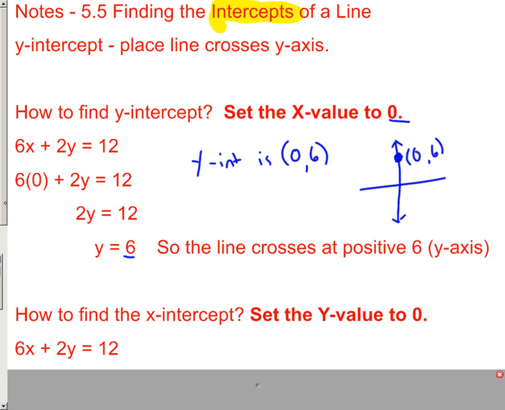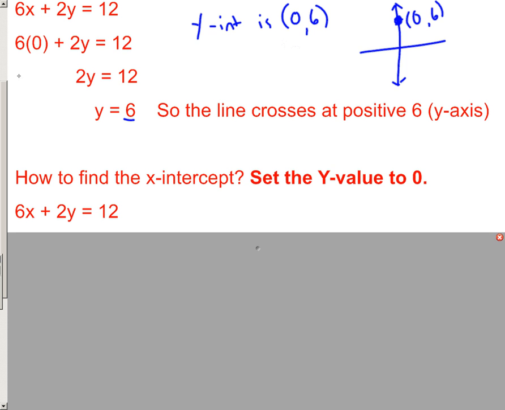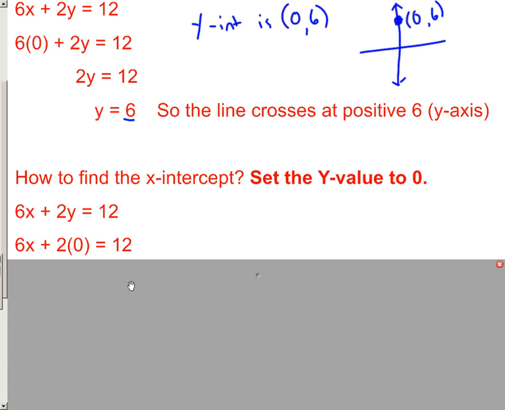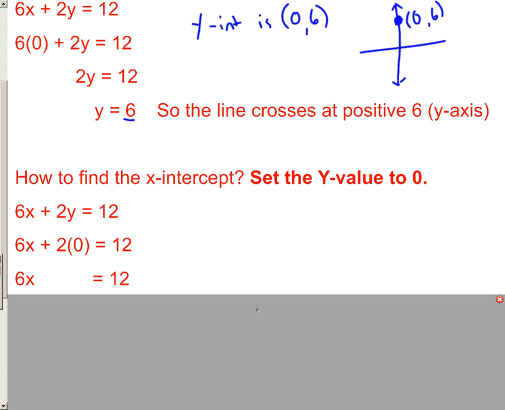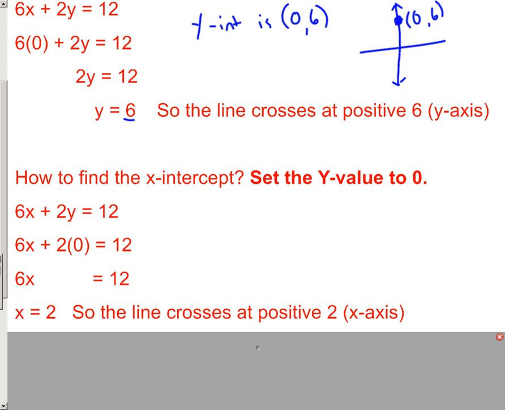So let's use the exact same equation. See, here's the original equation we had. Here's the equation again, and we're going to set the y value to 0. 2 times 0 is 0, so there's no need to write that there. 6x equals 12. Okay, so let's divide both sides by 6. X equals 2. So in this case, the x-intercept is 2 because x equals 2 and it's x followed by y, and the y is 0.